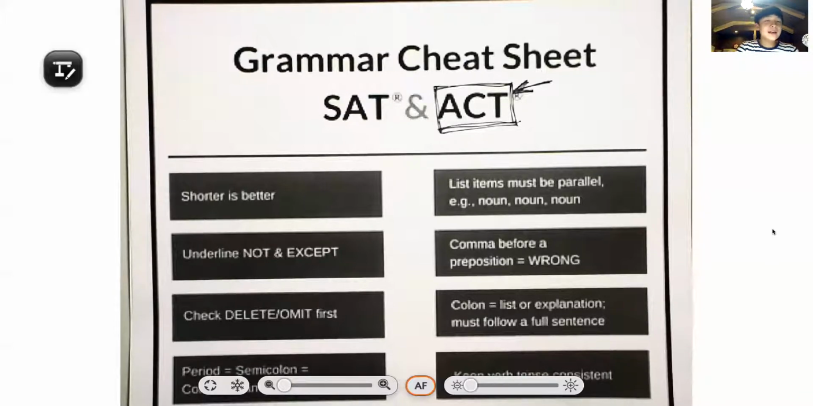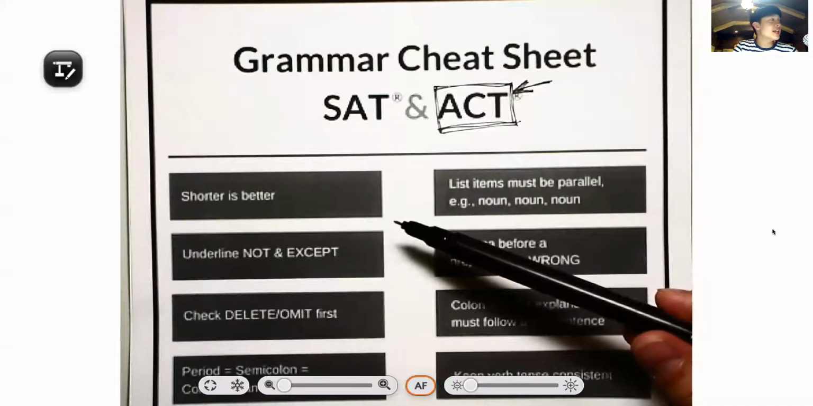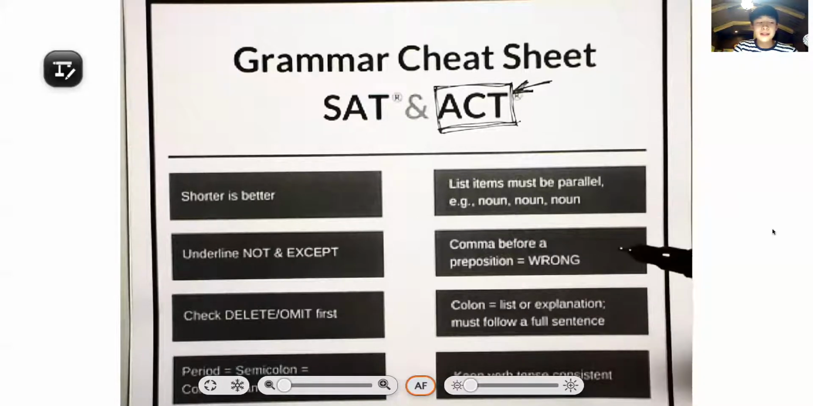So when I was thinking and preparing for this lesson, the first thought that came into my mind is I have to mention that shorter is better. So concision is super, super important on the ACT. And the reason it's listed first on this cheat sheet and in every other review book for the ACT is because there are times when more than one answer choice is correct, and you have to choose the shorter one, or the one that's more concise and accurate, right?